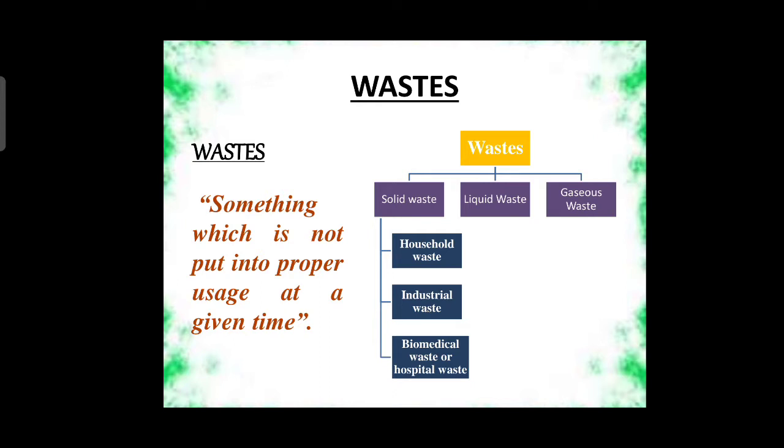As we know, waste is something which is not put to proper use at a given time. It means anything that you are not using at the proper time will be waste only, right? So waste can be of three categories: one is solid, one is liquid, one is gaseous. In the solid we have three more types: household waste, industrial waste and biomedical waste or hospital waste. So this is the introduction of waste. There are three types: solid, liquid and gaseous.